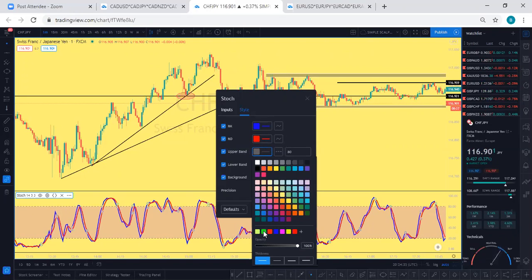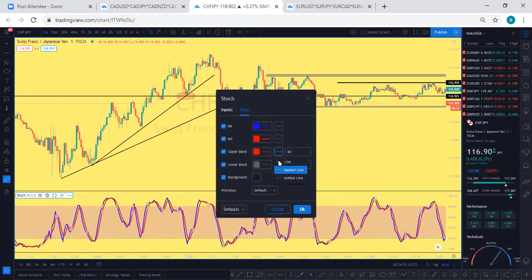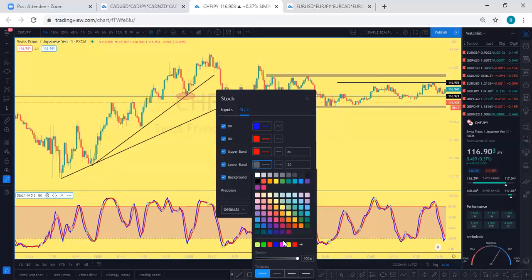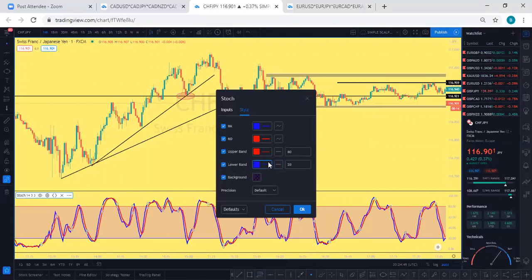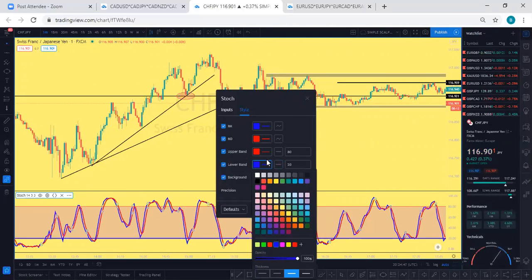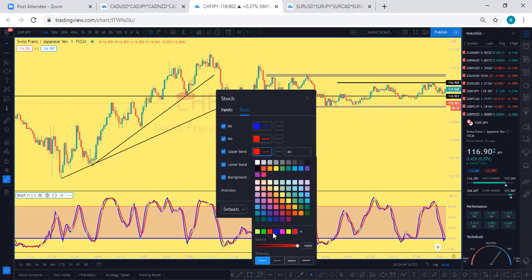Then I also want to change this upper band. I want to change the upper band to red because the upper band is resistance. I want to change it to line, and I want to change the lower band to blue because the lower band is support, and that's where the market buys from. Change it to line and make it thicker. Make the red thicker also by clicking this.